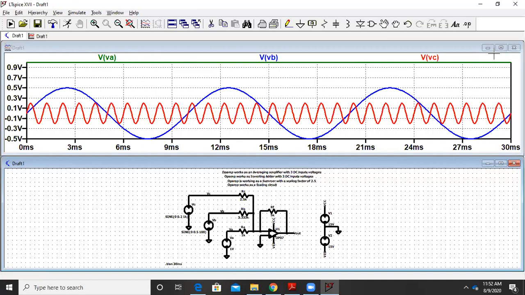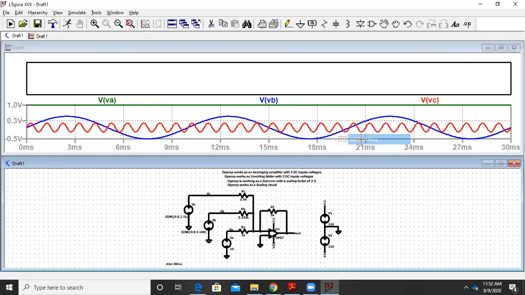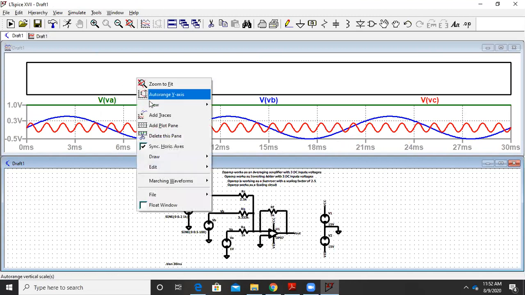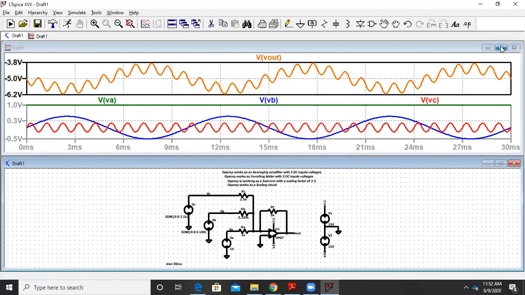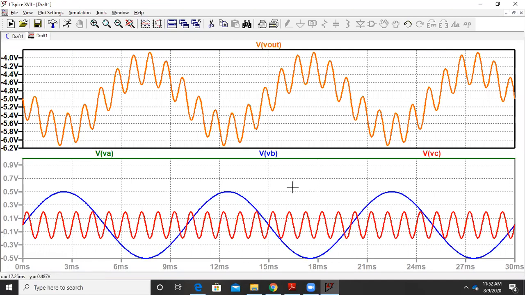Now let us check what output you will get. For the output, right click on this, click on add trace, and we can check the output over here. Again, we'll right click, add trace, and we'll plot Vout. So that's the input. VA, VB, VC were the inputs, the 2 ACs and 1 DC, and we have got the output, which is mixing the AC with the DC signals. So it is working very well.